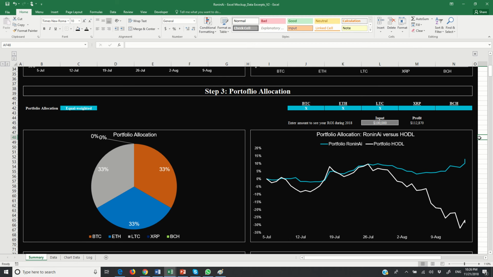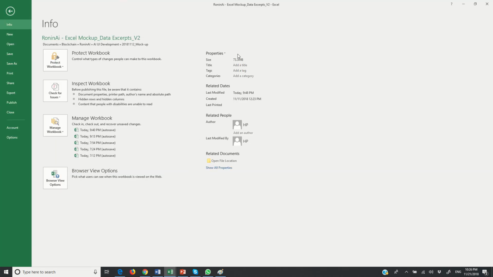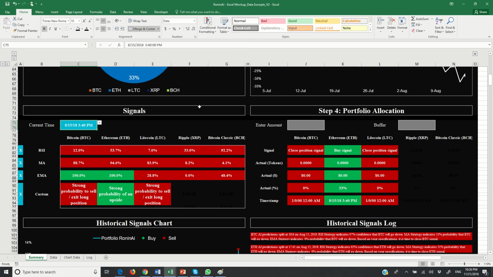So okay, let's assume that we are there. Now what's going to happen is, obviously this is a simulation of how it could look. In reality, the timer will be changing just like it's changing right now, every single minute. This is Excel, and the file is already big. The file is 73 megabytes, so it's a huge file.